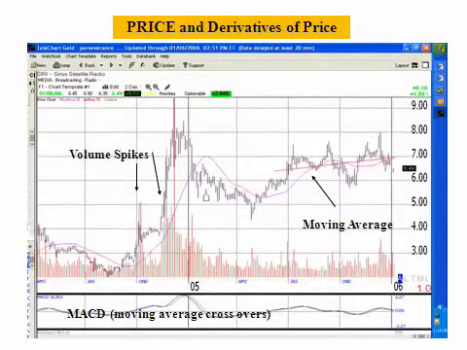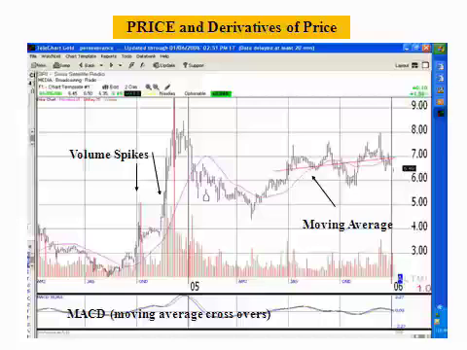This chart depicts some additional price and derivative of price data. You see a moving average. The moving average is designed to take out some of the daily noise. These averages can be arithmetic or exponential. Regardless, the purpose of the moving average is to get a less volatile measure of the overall price trend.